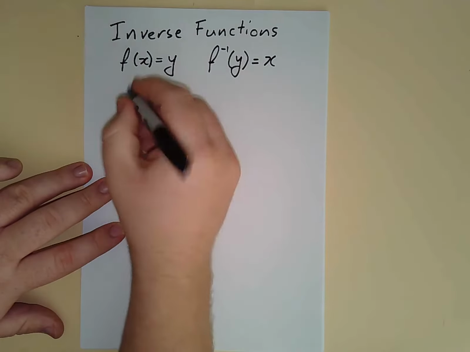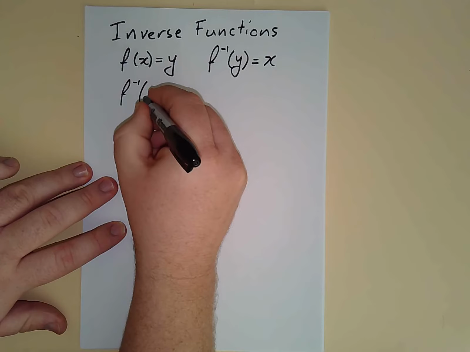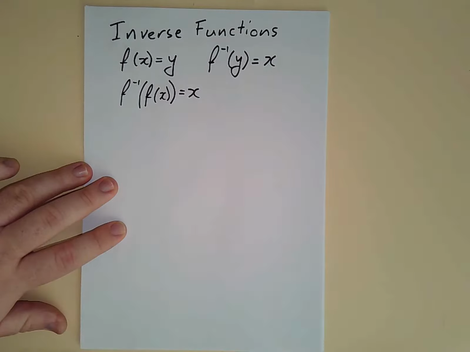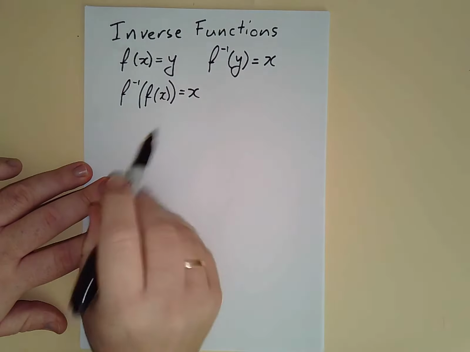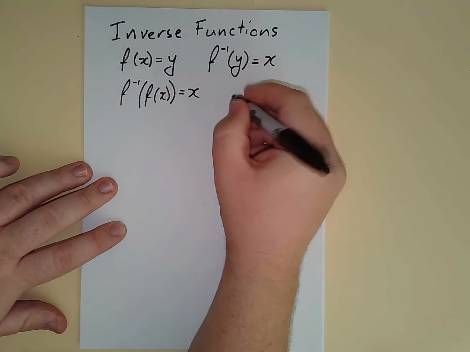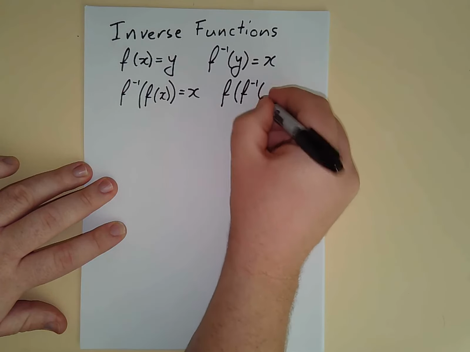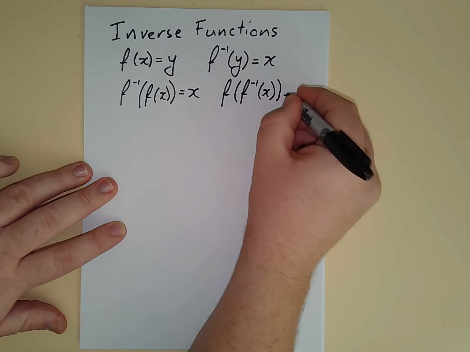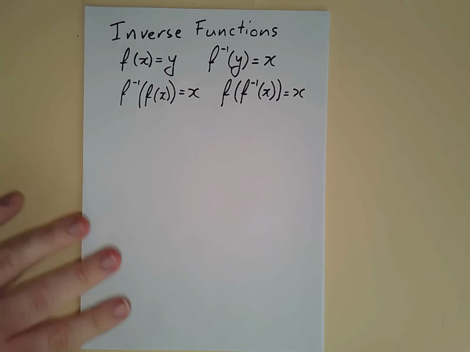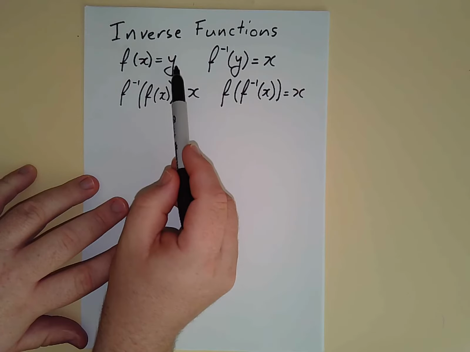Another way of writing this would be to say, if you take the inverse of the function, then that's x. Now, that turns out to be equivalent because any function's inverse is the original function. We can also write that as f of inverse f also equals x.